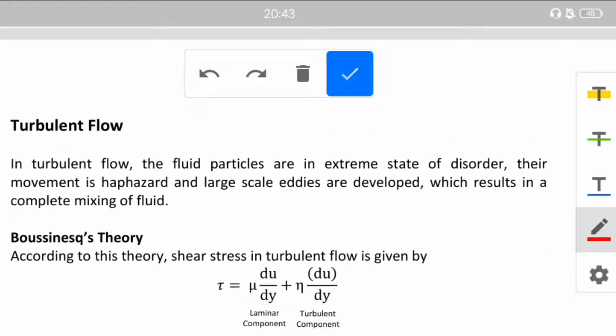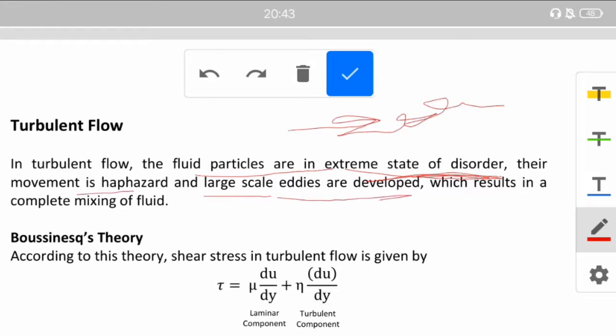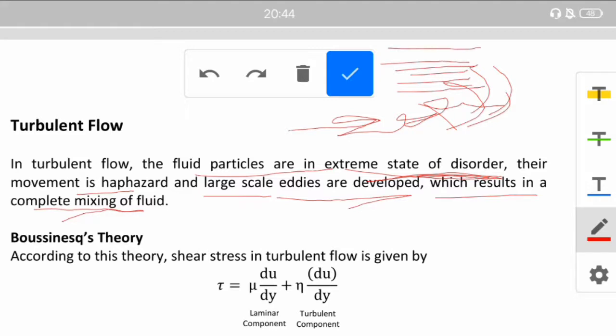In turbulent flow, we know the fluid particles are in an extreme state of disorder. The fluid particles do not have any ordered flow, and their movement is haphazard, and large scale eddies are formed. You will find large scale eddies forming in the turbulent flow, which results in a complete mixing of the fluid. So the layers which used to flow separately in the laminar flow will not occur in case of the turbulent flow. For turbulent flow, these layers will keep on mixing with each other, and you will find a haphazard flow and large scale eddies.